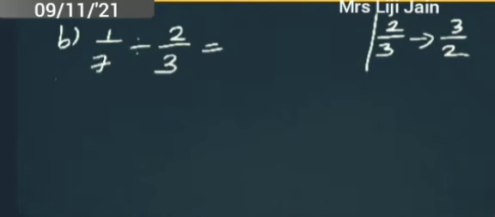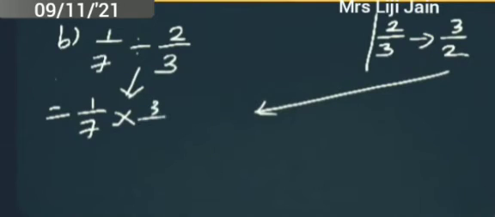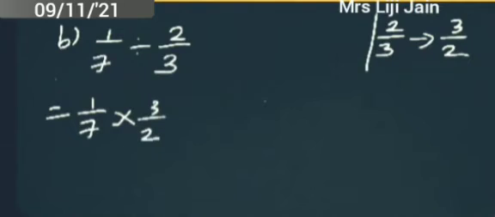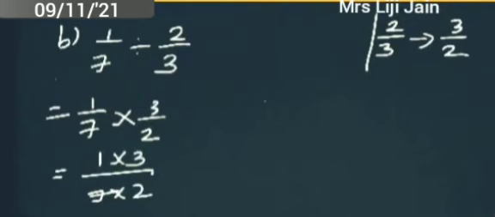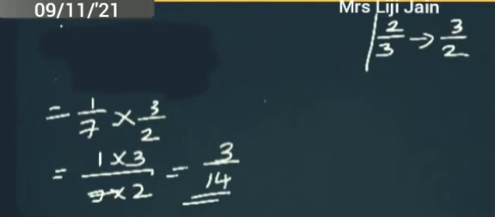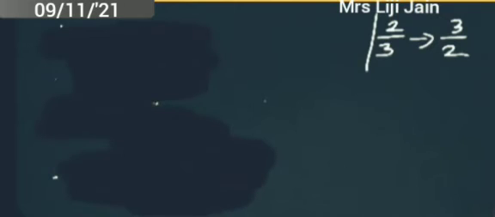So what has to be done here? Yes, here we have to convert division into multiplication. How? First fraction 1 by 7 as it is. Instead of this division we have to write multiplication. Instead of 2 by 3 we have to write 3 by 2. So what is the answer? Yes, in the numerator 1 into 3, denominator 7 into 2. No, nothing is there to be cancelled. That means 3 by 14 is the final answer. Have you understood? Now let's write down C.